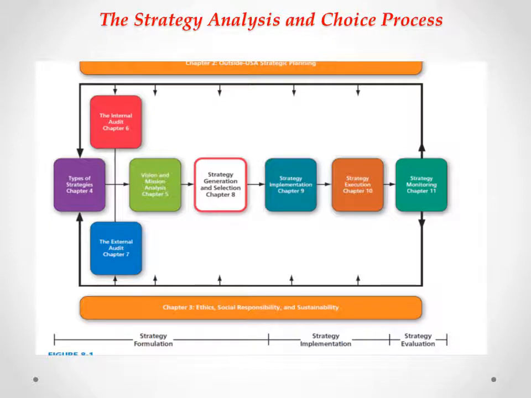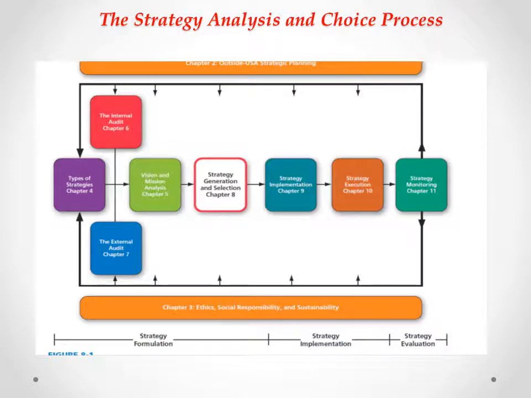This represents a summary of what we have discussed and what we will take during this semester. First of all, we have finished chapter 4, types of strategies, in the last lecture, and we have taken chapter 5 about vision and mission analysis. Today we will take chapter 8, strategy generation and selection.